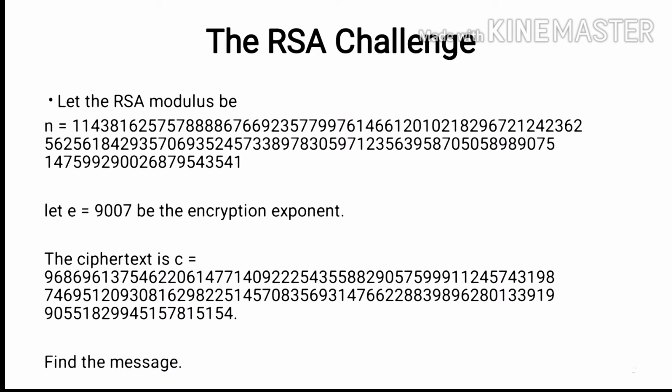When the RSA algorithm was first made public in 1977, the authors made the following challenge. This is how the RSA modulus was described. N was chosen as a large number consisting of 129 digits as seen here. With the encryption exponent E as 9007, ciphertext C was obtained. Now the challenge was to find the message.